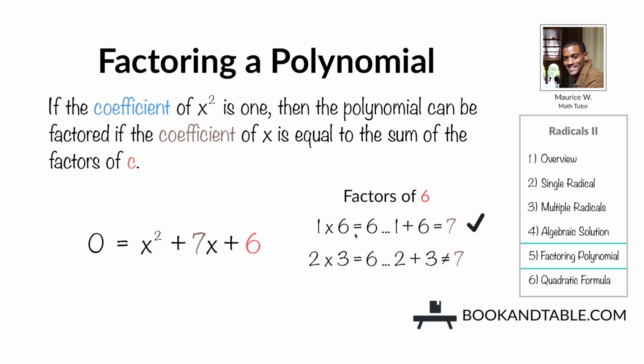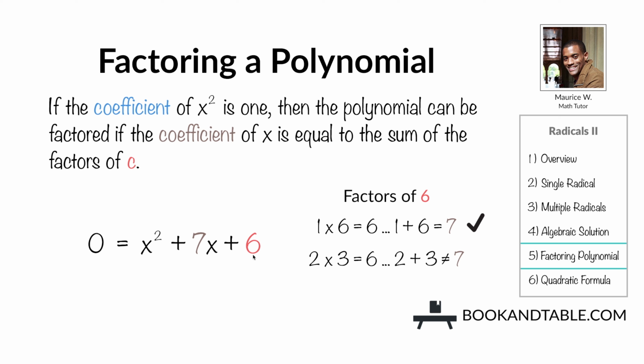Well, 1 times 6 would give us 6. So you look at the sum of those factors. 1 plus 6 is equal to 7, which is the coefficient of x. So these are the factors that we're looking for as far as the factors of 6. If you consider the other factors, so in this case, 2 times 3 would also get us a 6. But the sum of these factors, 2 plus 3, does not equal the coefficient of x. So that is how you know it is these factors that we're looking for.